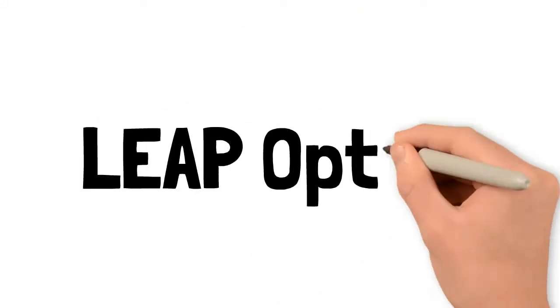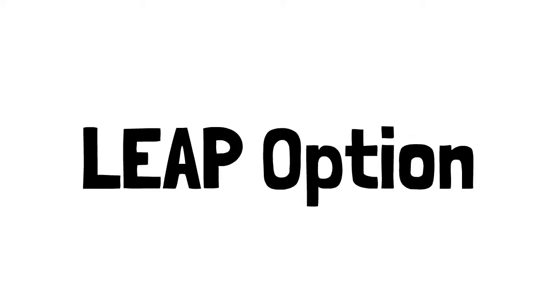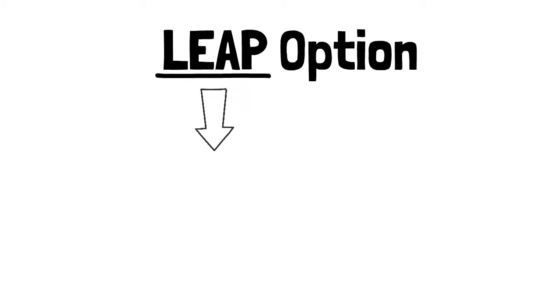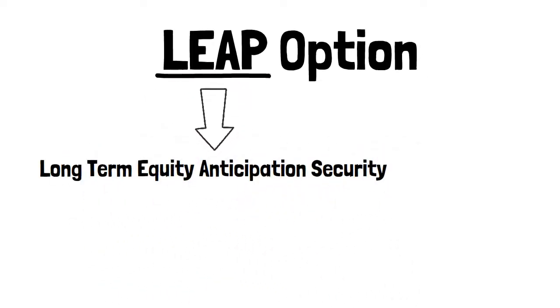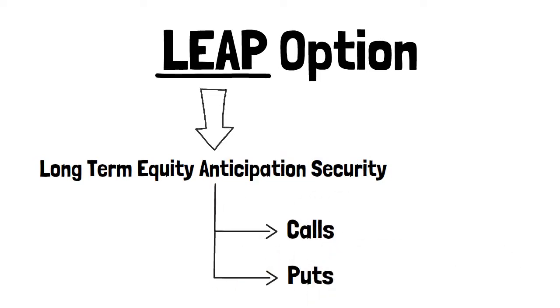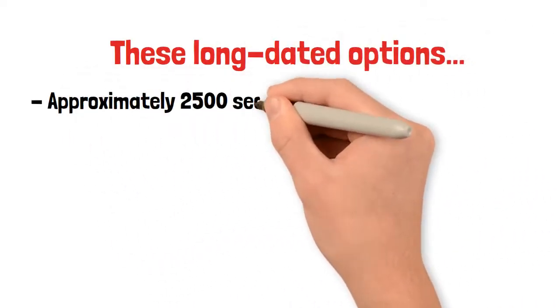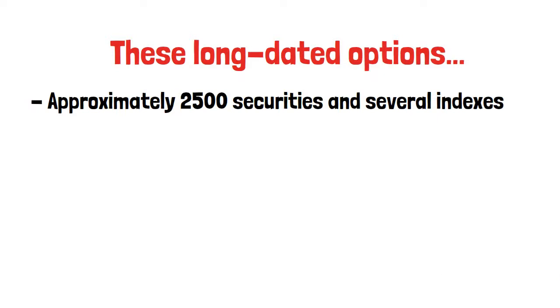A LEAP option is essentially an option with longer terms than standard options. The acronym LEAP stands for Long-Term Equity Anticipation Security, and like standard options, LEAPs come in 2 forms: calls and puts. These long-dated options are available on approximately 2,500 securities and several indexes.